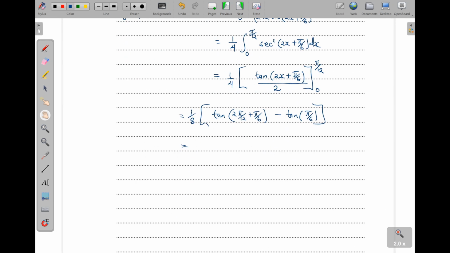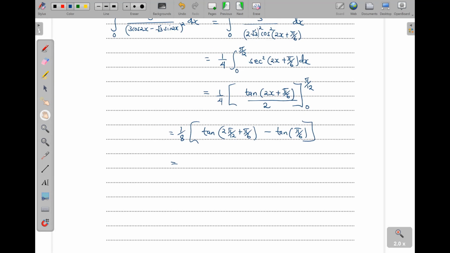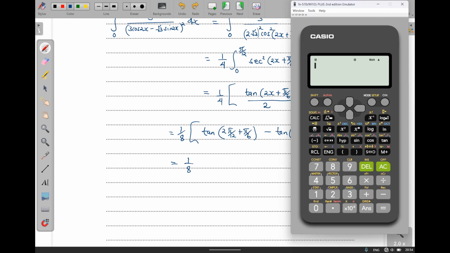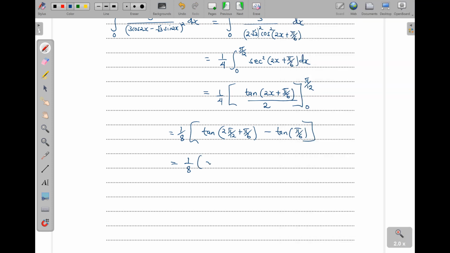And then what are we going to have here when this one is simplified? Okay, what are we going to have there? So let me just put everything in a calculator, we get the answer. So let me turn my calculator to radians. Actually, this one is going to be 2 pi over 12, which is pi over 6. So pi over 6 plus pi over 6, that is pi over 3. So tan of pi over 3 is actually root 3. So inside here, I'll put root 3.